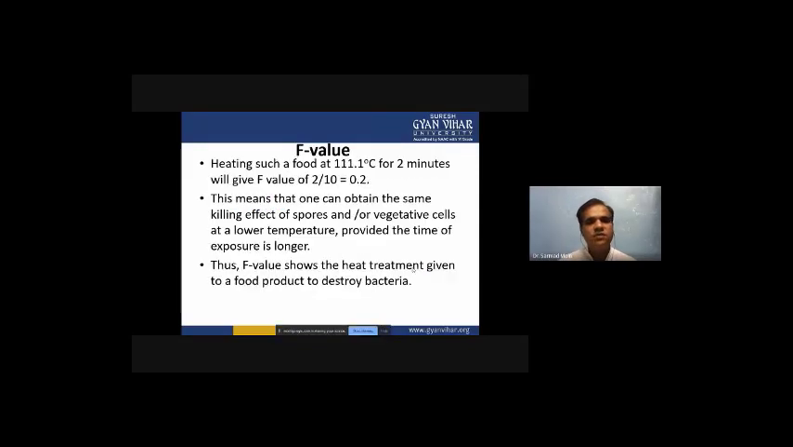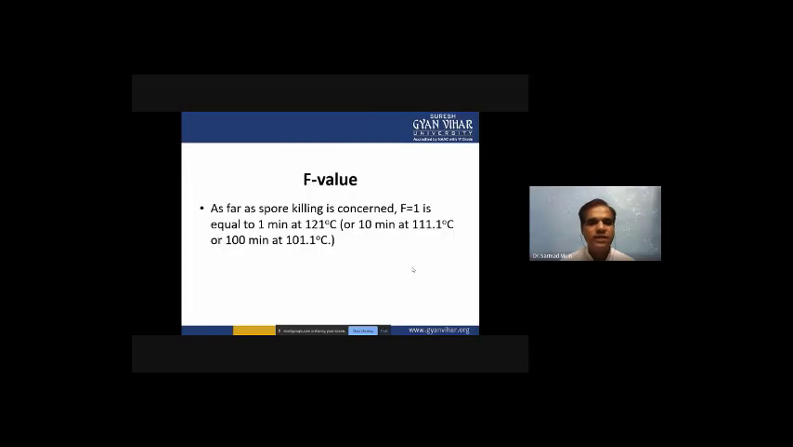Next is F value. Heating such a food at 111.1 degrees for 2 minutes will have an F value of 0.2. So it means that one can obtain the same killing effect on spores and vegetative cells at a lower temperature, provided the time of exposure is longer. So F value shows the heat treatment given to the food product to destroy bacteria.